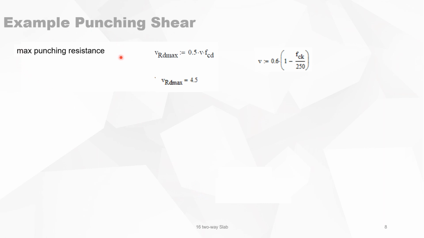The maximum, that's the first step. The maximum punching shear resistance is given by this formula, and we arrive at 4.5 megapascal. So you can never exceed the 4.5 megapascal as shear resistance or shear force coming from the punching.